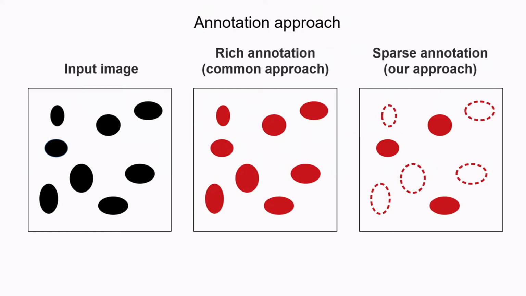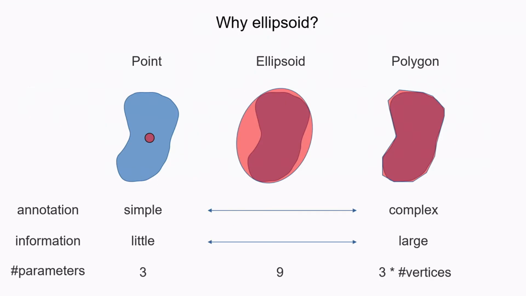So I will briefly speak about sparse annotation, but Anna already had a very amazing talk, so I will not speak about that much. So basically, in general, rich, dense annotation is performed, but in sparse annotation, only a small subset of cells are annotated like this. I will also mention the use of ellipsoid.